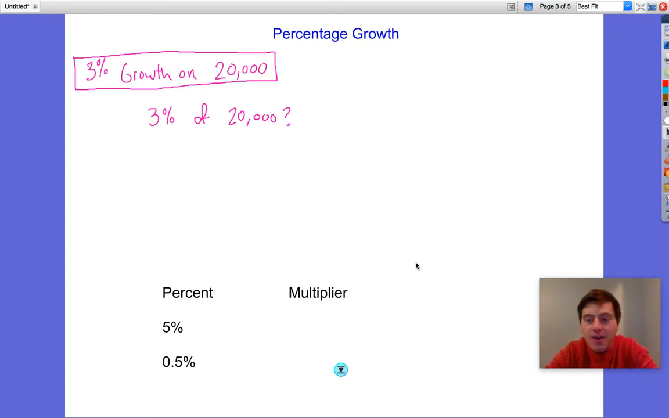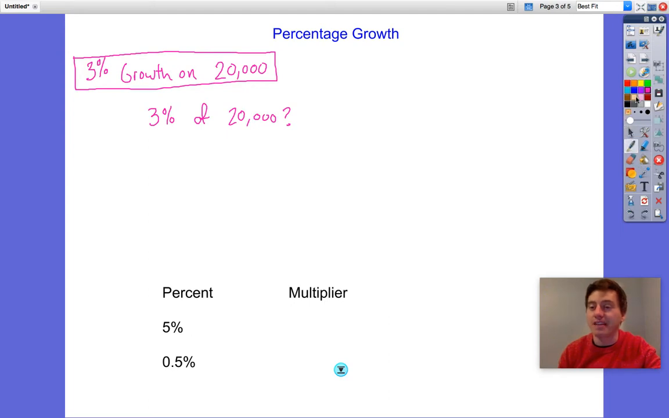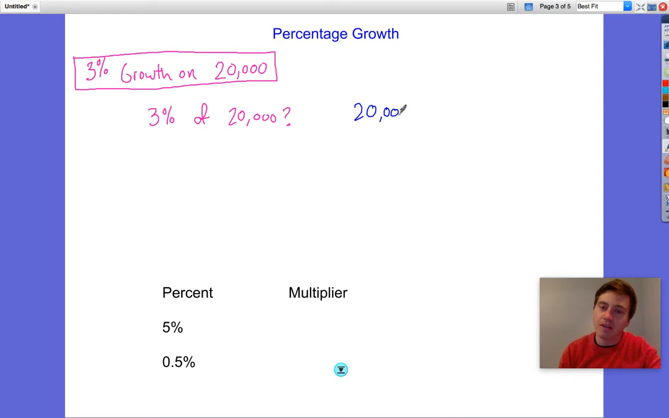Well, first, obviously, I would want to know, what is 3% of 20,000? Because if I need 3% growth on it, then I need to know what 3% of it is. So I need to find that. So let's do 20,000 times 0.03. So that's 3% as a decimal. We're multiplying it. That's going to give me 600.